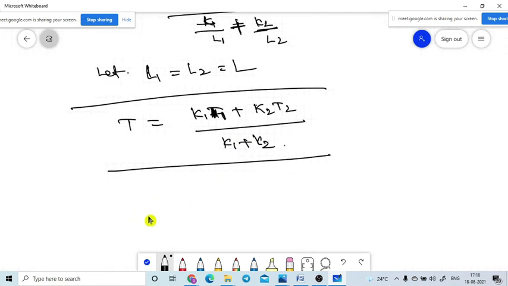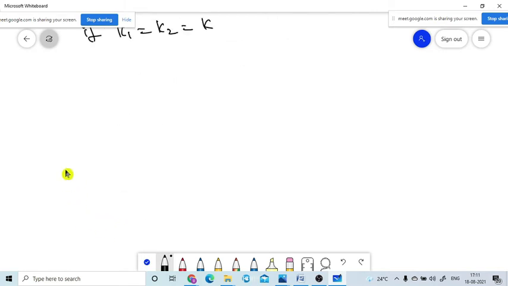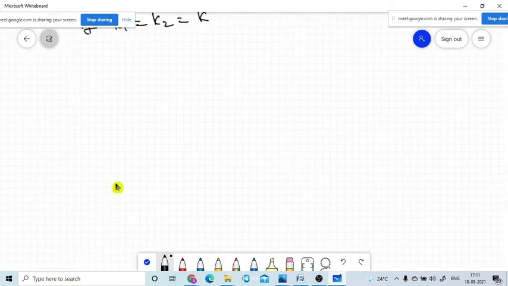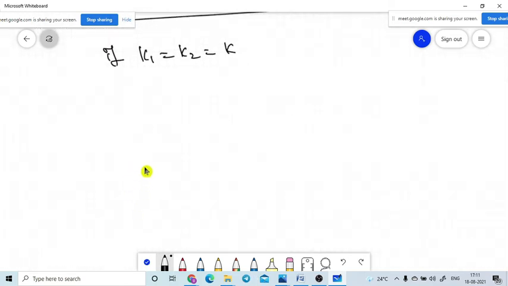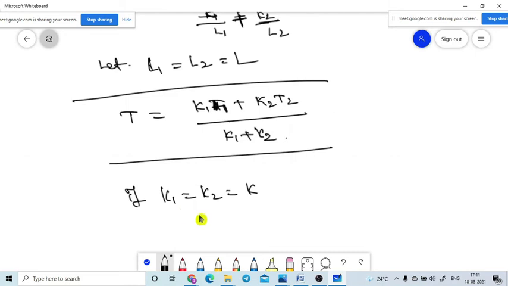T2 by K also same. If K1 is equal to K2 is equal to the same K, what do we get? We can get this one. Now apply this: T1 plus T2 by 2. Then K is also the same.